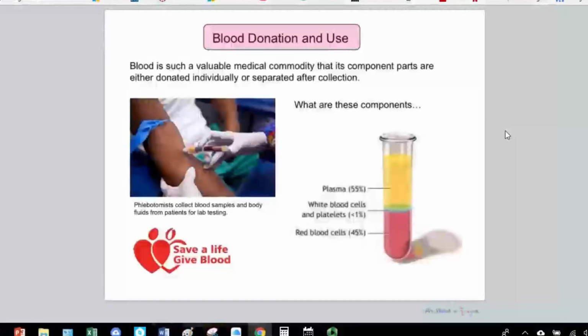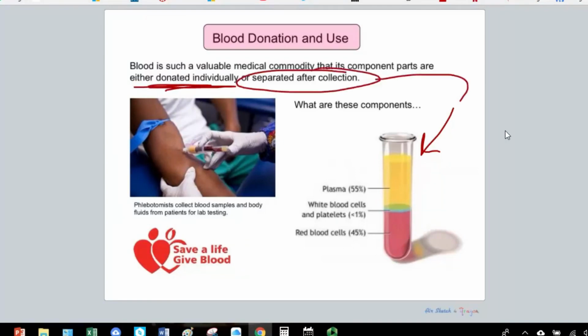Okay, so I'm going to talk about blood typing today, but first I want to talk about blood donation and blood use. As you can imagine, blood is such a valuable medical commodity that most often its component parts are separated. Well, first of all, I should say they're either donated individually or they're separated after collection. So we separate it into the plasma, the white blood cell platelet layer, and the red blood cell layer down below that. And then we can use these different components individually.